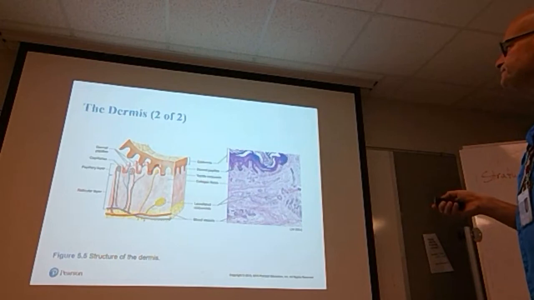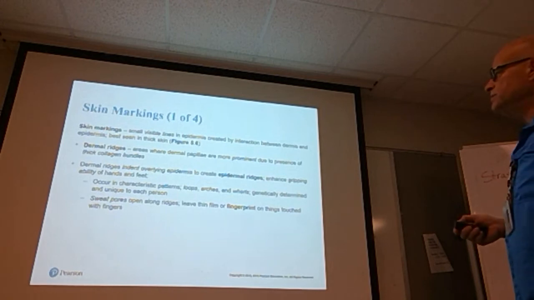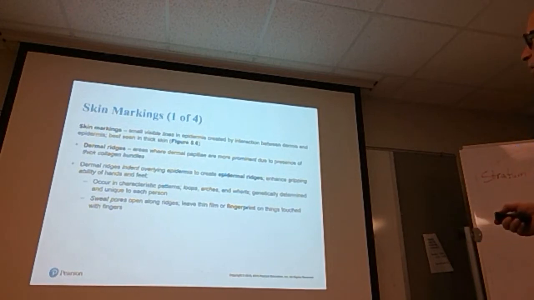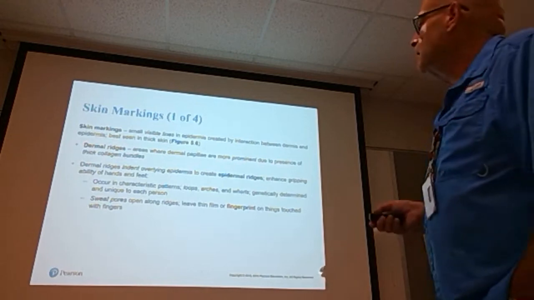I'm sorry, tactile corpuscle. Skin markings are small lines in the epidermis created by the interaction between the dermis and the epidermis, best seen in thick skin. Dermal ridges are areas where the dermal papillae are more prominent in the presence of thick collagen fibers. The dermal ridges are what we're looking at when we look at fingerprints.